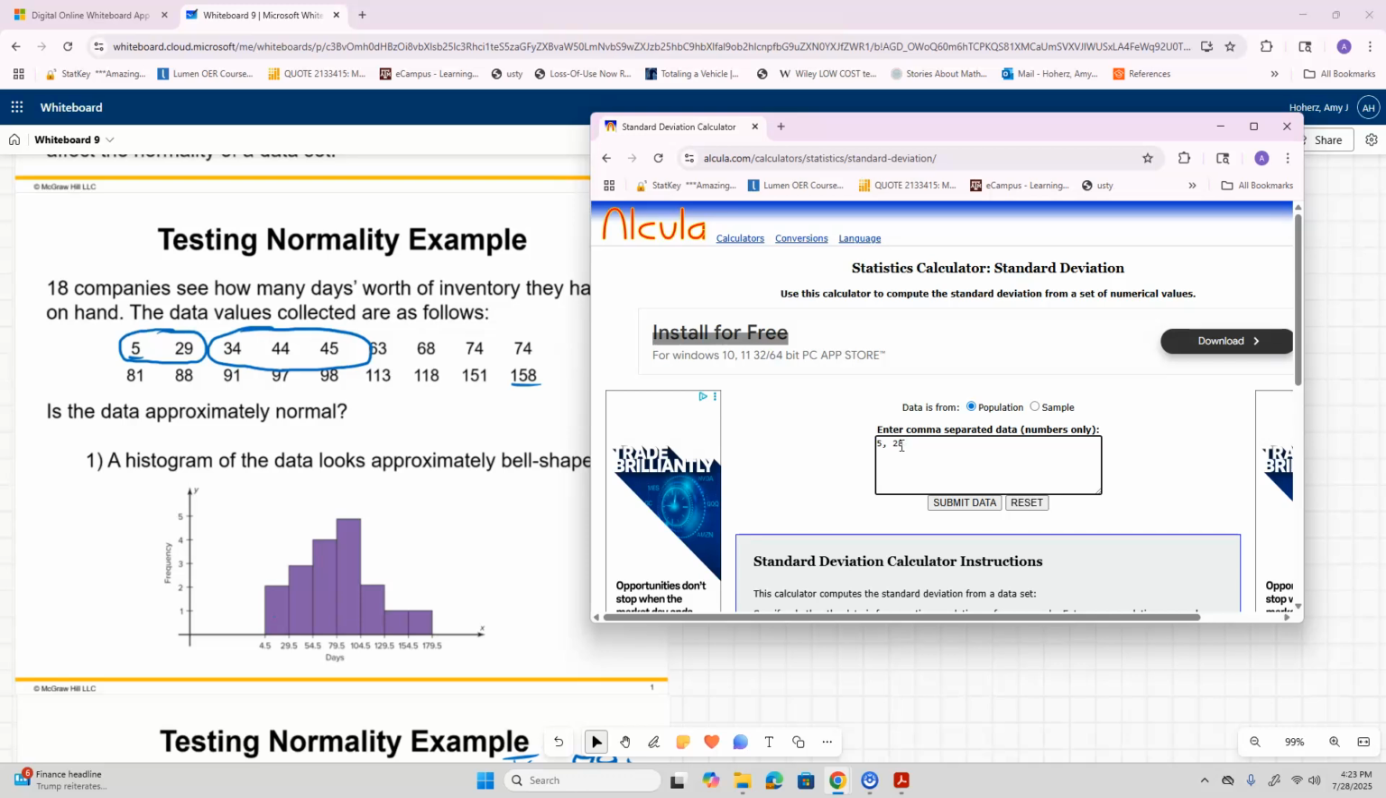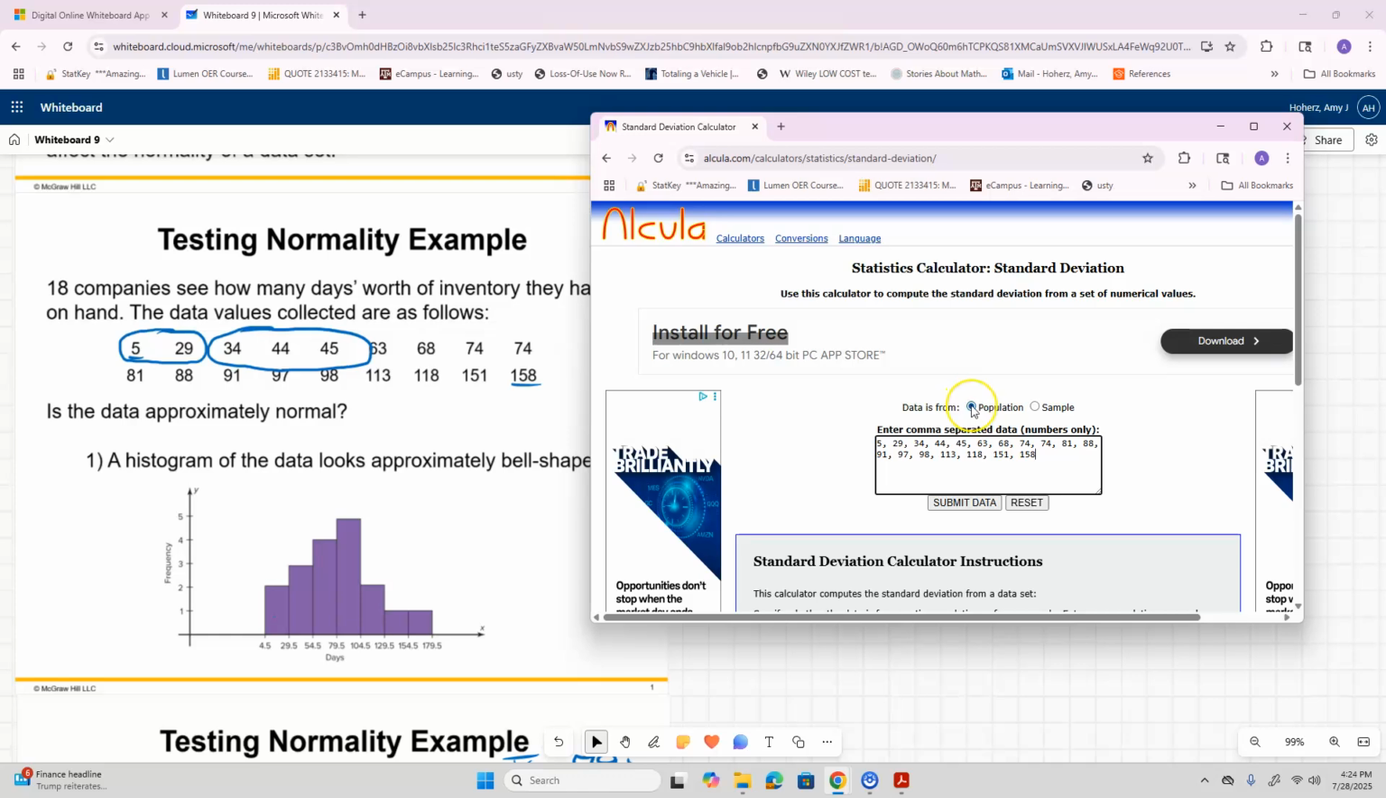So we've got 5, 29, 34, 44, 45, 63, 68, 74, 81, 97. Okay, hopefully I haven't missed anything here. And then you submit this data.